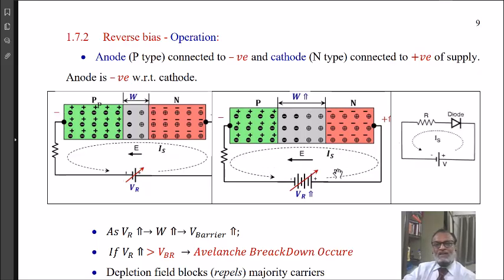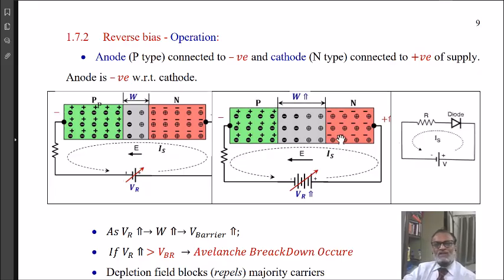Since very few charged particles are now crossing the junction, the current constituted in reverse bias is very, very small, in the range of a fraction of a nanoampere, called the leakage current. No majority charge carriers are crossing from either side to the other.